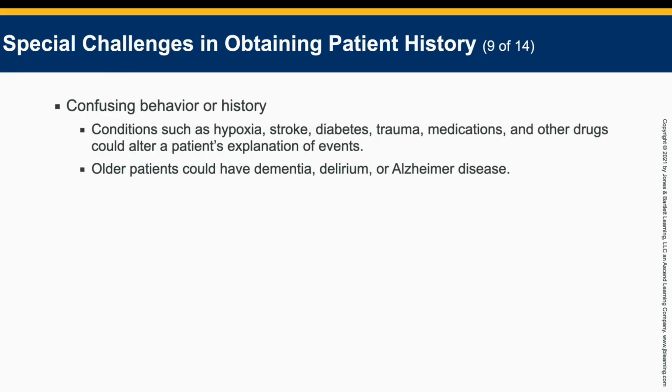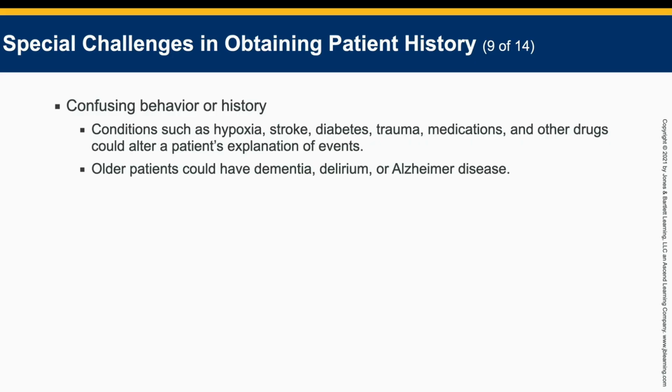Another challenge we may face is confusing behavior or unclear history. Sometimes a patient may provide information that doesn't seem to make sense or changes over time. This can happen because of certain medical conditions affecting their thinking, memory, or ability to communicate. For example, conditions such as hypoxia, stroke, diabetes, head trauma, medications, or drug use can all alter the patient's mental status and affect how they explain what happened.